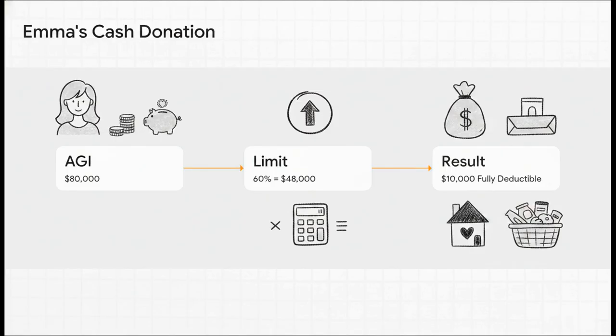Next, we look at her actual donation, which is $10,000. Because that $10,000 sits well below her $48,000 ceiling, what is Emma's final deductible amount? The full $10,000 is deductible. Every single dollar goes to work for her tax return in 2025. For anyone planning substantial charitable giving, Emma's situation proves exactly why 2025 is your golden window.